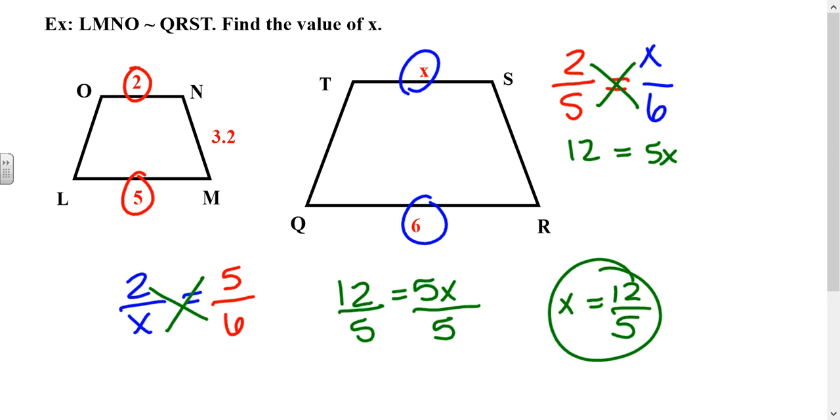So it does not matter how you choose to set up your proportion as long as you go the same direction both times, like top to bottom, or left to right, right to left. Just be consistent.